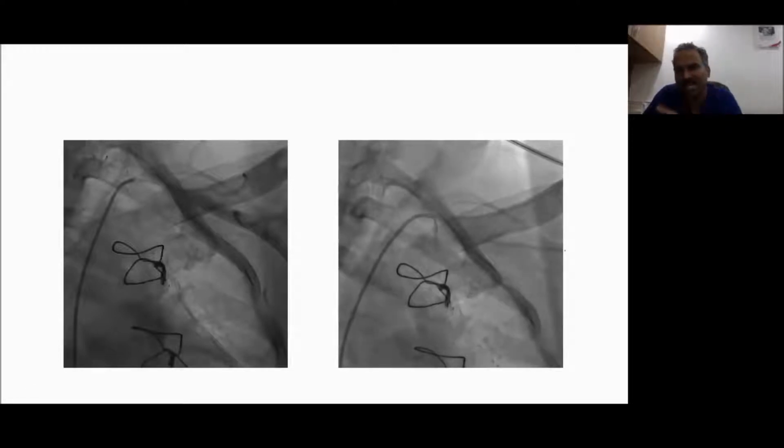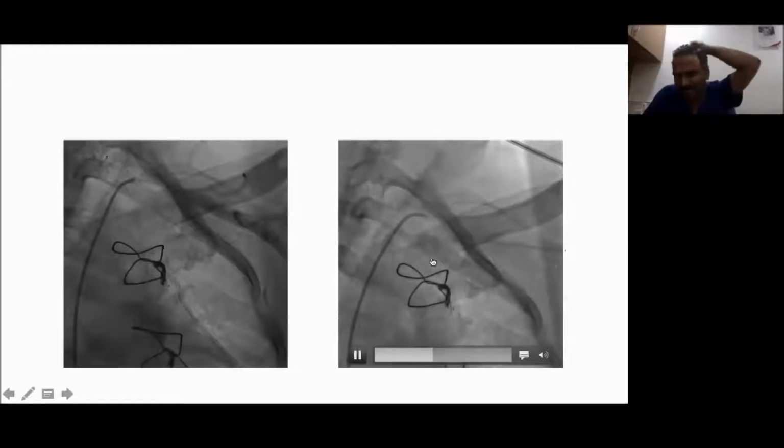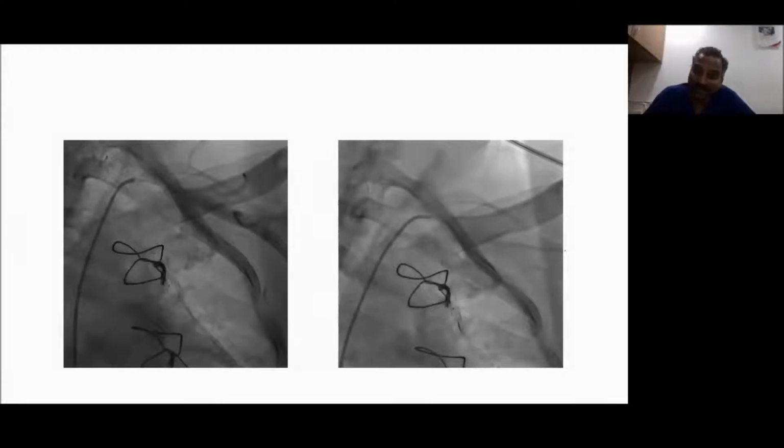Whether it is turning anteriorly or going posteriorly, I can well appreciate in RAO view. Hope you are all able to see. Only observe the tip of the catheter. Right? So the catheter is coming anteriorly and it just hooked LIMA. So this is the best technique to hook LIMA. But sometimes, wherever there is a tortuosity in the subclavian artery, or sometimes because of the origin of the subclavian, like type 2 or type 3 arches, it becomes difficult to engage.